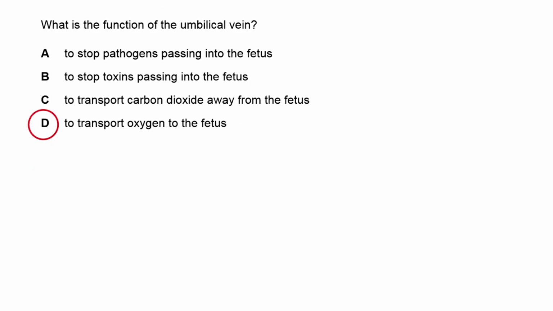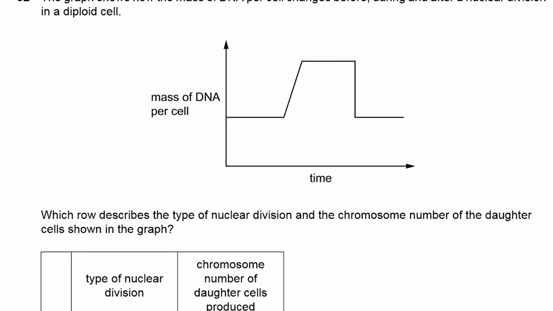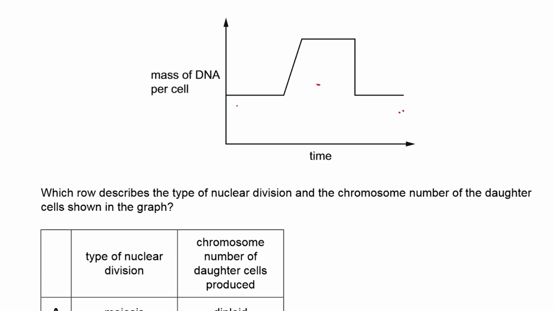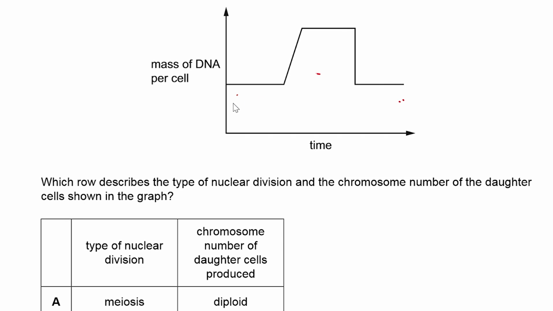Number 32 says the graph shows how the mass of DNA per cell changes before, during, and after nuclear division in a diploid cell. So we have the mass of DNA at this time, and then we have at this time and here again. Which row describes the type of nuclear division and the chromosome number of the daughter? Primarily we had this number, let's say number X. Then with time, this number increased, and after it increased, it returned back to the original number, which is number X.